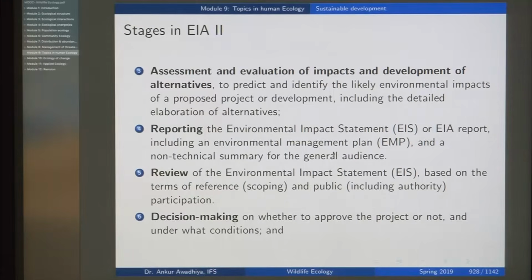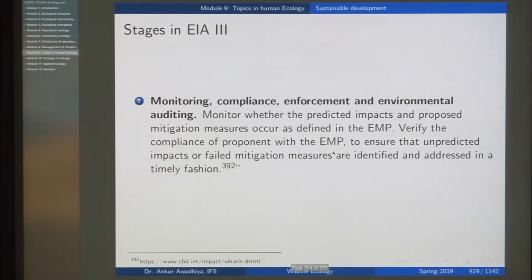Based on the report, you go for a review, in which case you also go for public consultation, and on the basis of that report and review, you go for a decision making. Once you have made a decision that you want to go with a project with certain riders, you need to go with the monitoring, compliance, enforcement and environmental auditing of the particular project to see to it that all the riders are being met.